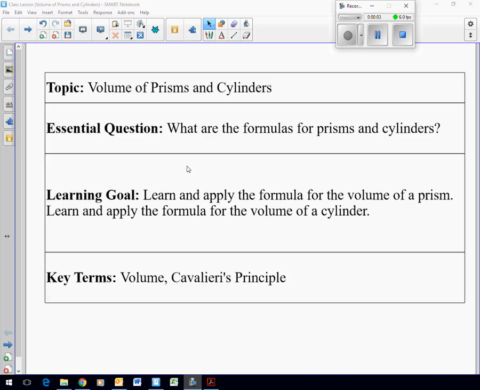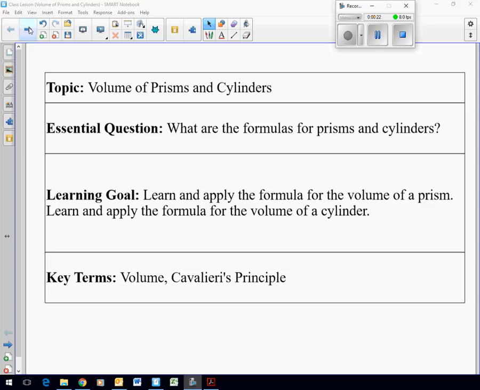Today we're going to talk about the volume of prisms and cylinders. Our EQs: what are the formulas for prisms and cylinders? We're going to try and learn and apply the formula for the volume of a prism, and learn and apply the formula for the volume of a cylinder. Our key terms are volume and Cavalieri's principle.